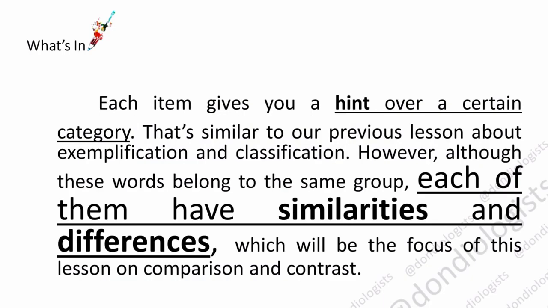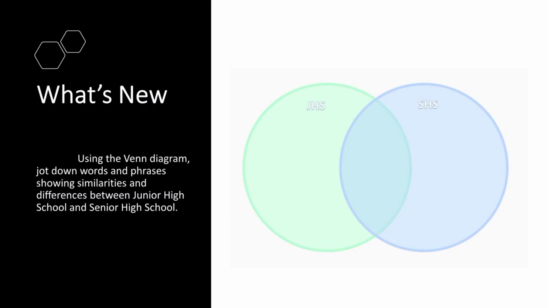Each item gives you a hint over a certain category. That's similar to our previous lesson about exemplification and classification. However, although these words belong to the same group, each of them have similarities and differences, which will be the focus of this lesson on comparison and contrast. For our initial task, use the Venn diagram. Jot down words and phrases showing similarities and differences between junior high school and senior high school.